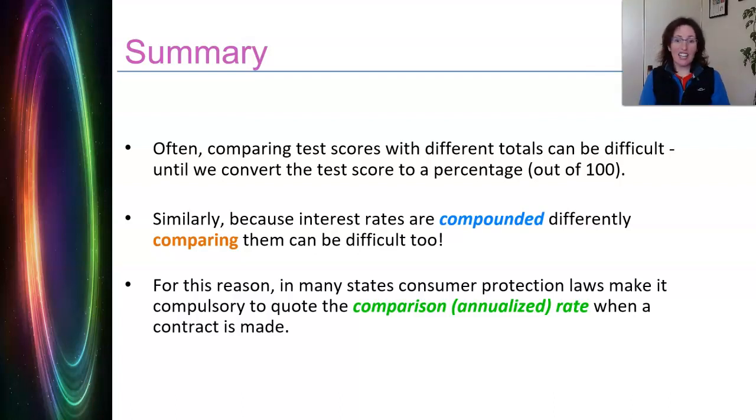And there's actually laws against this. So the Consumer Protection Law makes it compulsory that the banks need to quote what they'll either call an annualized rate or a comparison rate when a contract is made.